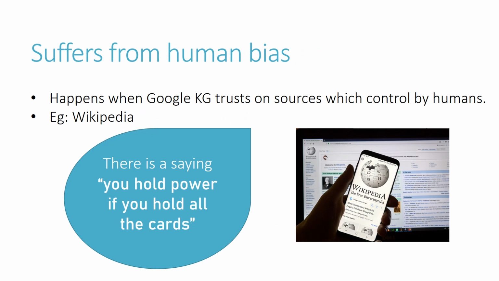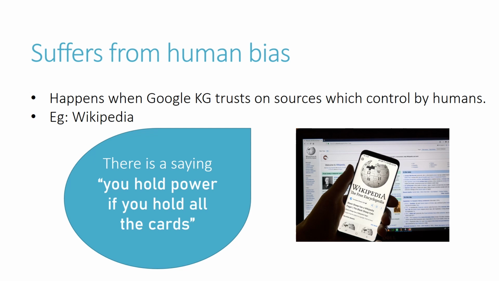Another issue is that it suffers from human bias. This happens when Google Knowledge Graphs trust sources that are controlled by humans. Google's trust in Wikipedia content is one of the perfect examples of this. We know how popular Wikipedia is. Even though it is open for anyone, the authors who edit Wikipedia pages are not normal. They are certainly not representative of society.